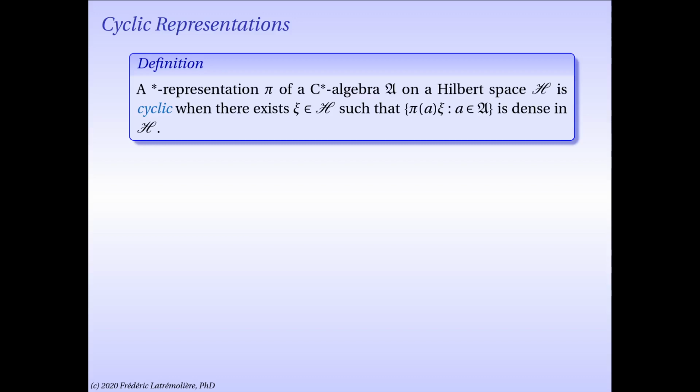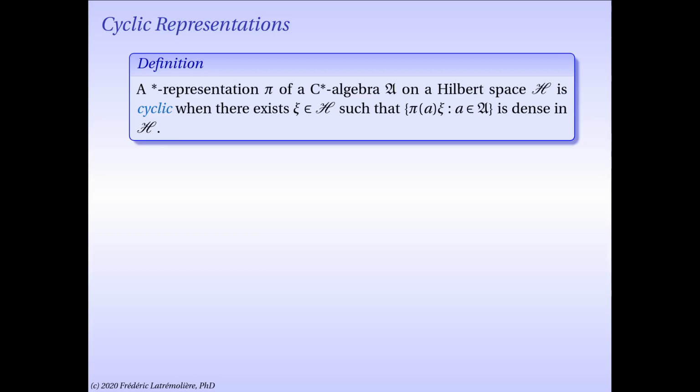So a star representation pi of a C-star algebra on a Hilbert space H is cyclic when there exists some vector in H, let's call it psi, such that pi of A applied to psi, where A ranges over your whole C-star algebra, is a dense subspace of the Hilbert space H. So basically, you take one vector and you move it around any way you can using the C-star algebra A and the representation of A on the Hilbert space, and you get, well, not necessarily everything, but at least a dense subset. And this is a very natural notion in view of what we did with GNS constructions.